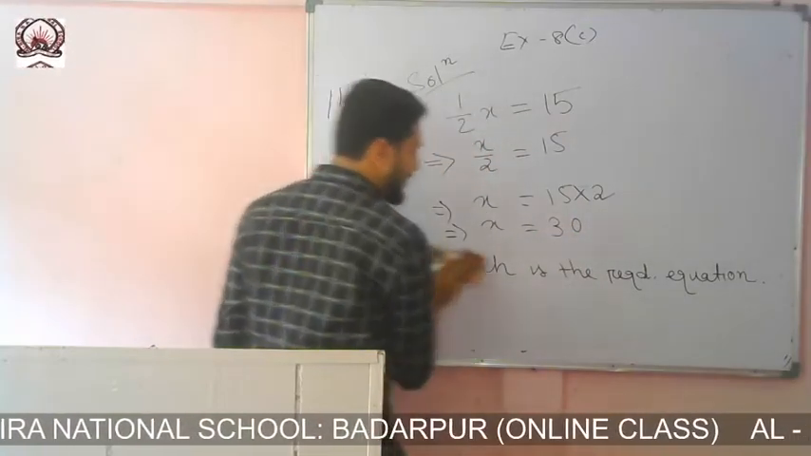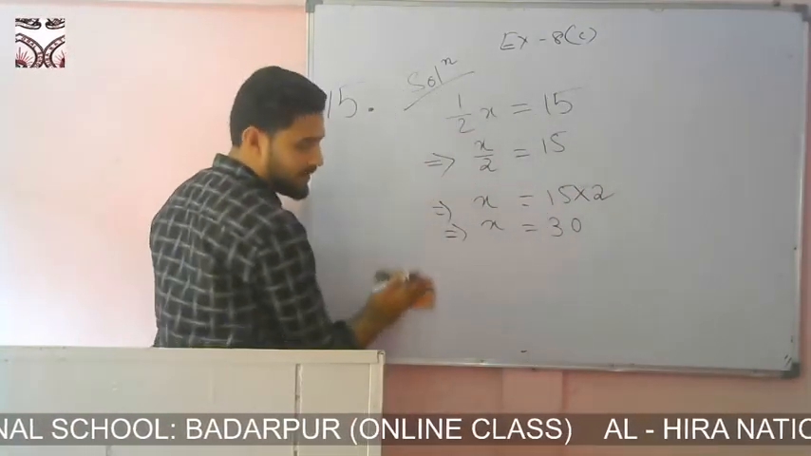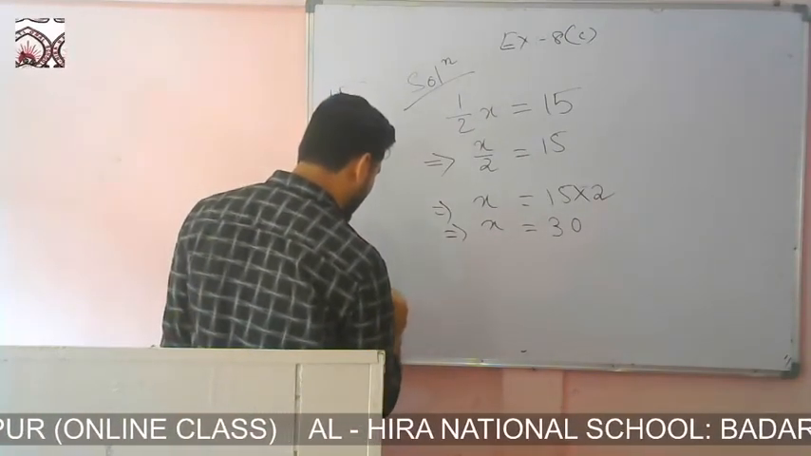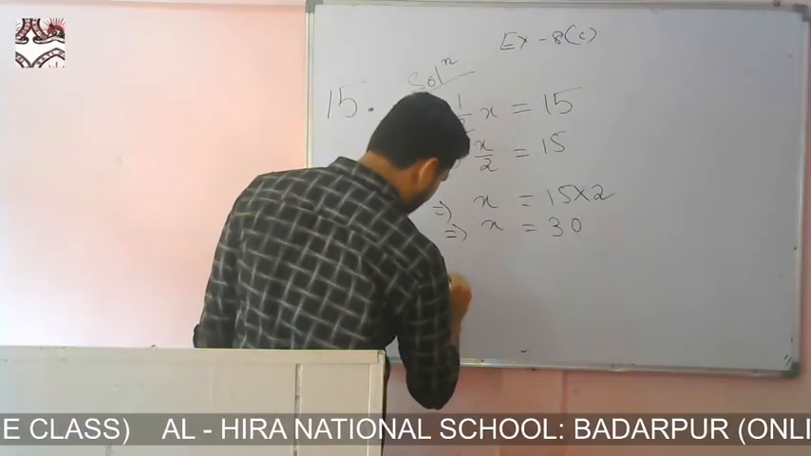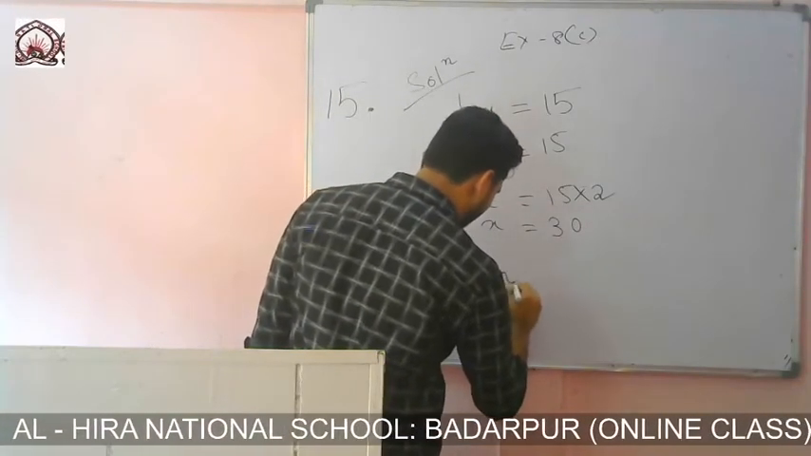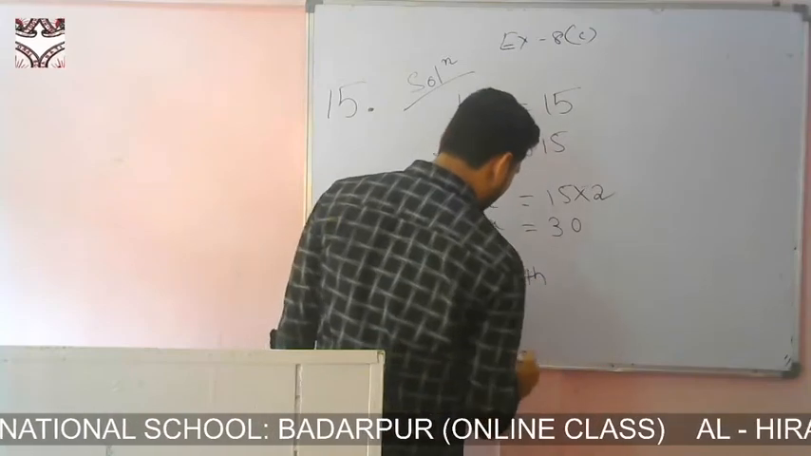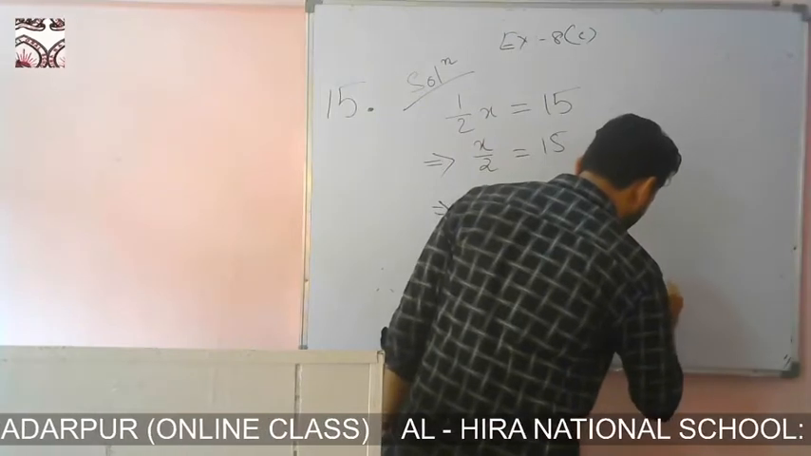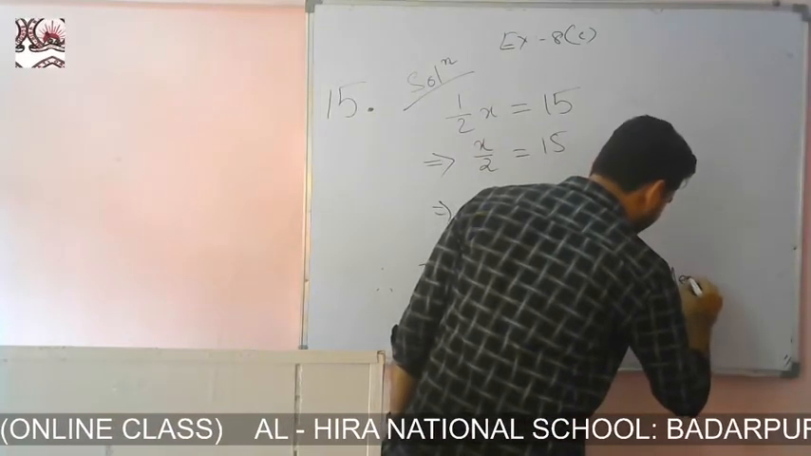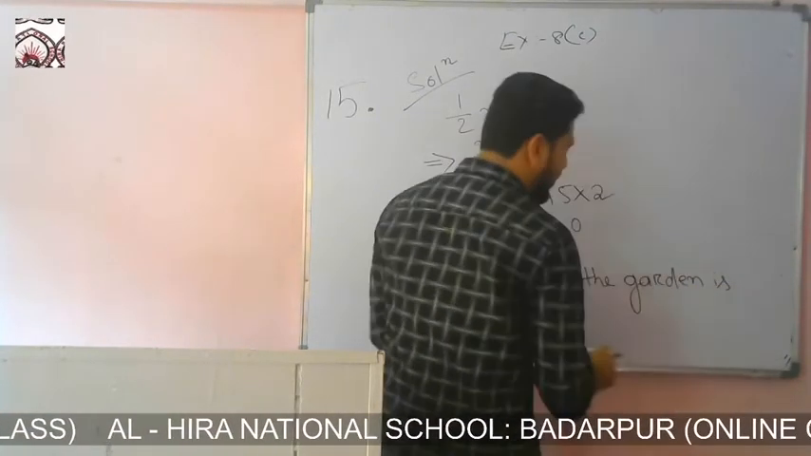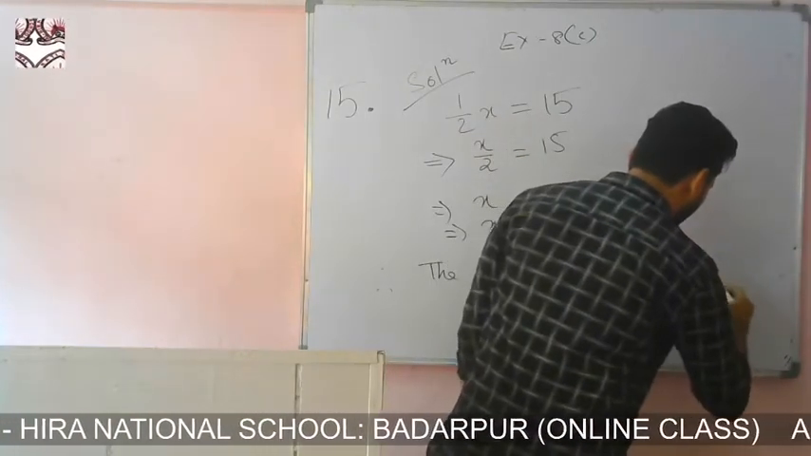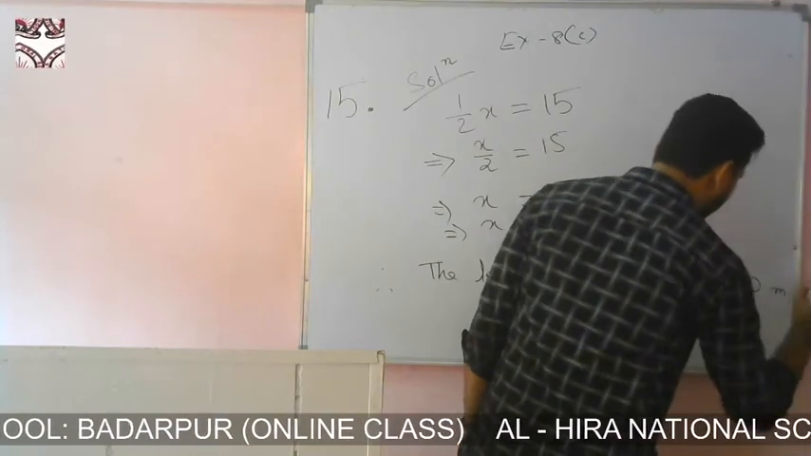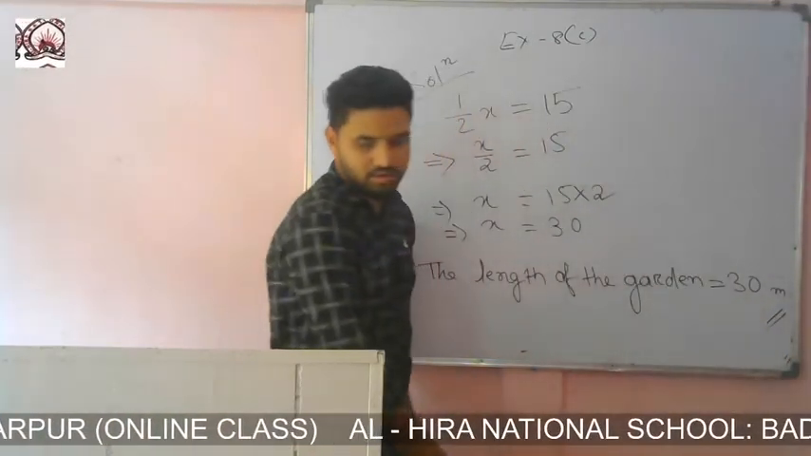Okay, now we can write, find the length of the garden. Therefore you can write, therefore the length of the garden is, or you can write equals, 30 meters. Okay, that is the answer.